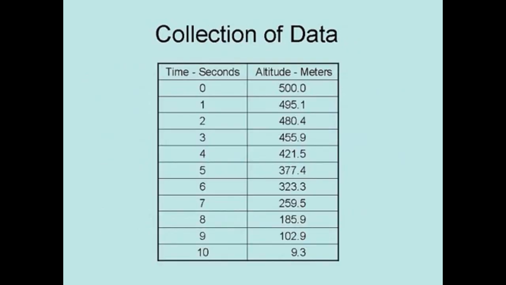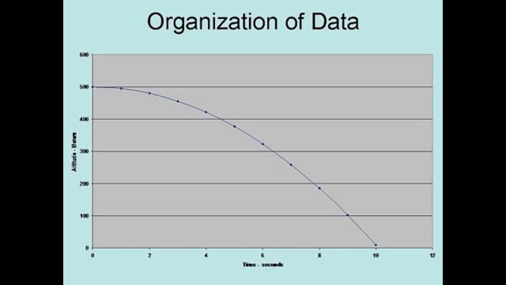In the collection of data, you record measured values, as illustrated here, for an object falling from 500 meters over a period of 10 seconds. In the organization of data, you put related values together in a form that makes it easy to see what is going on. This can take the form of a chart, a graph, a table, or other means of organization.